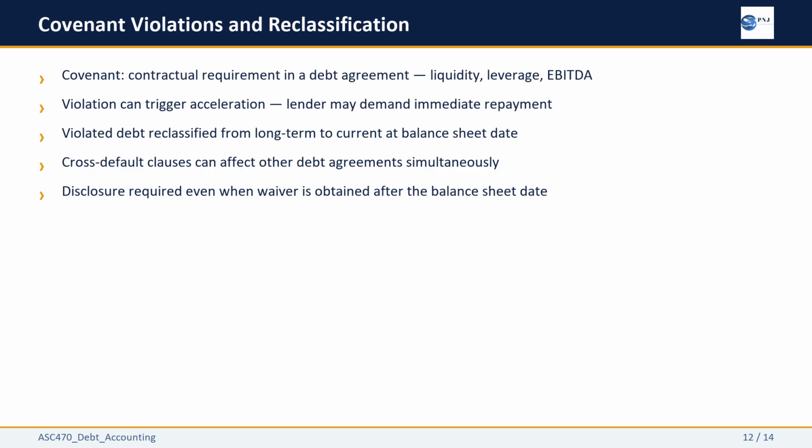Most people focus on measurement and miss this entirely. Covenant violations have immediate balance sheet consequences. If a company breaches a financial covenant, say a minimum EBITDA or maximum leverage ratio, the lender may have the right to accelerate repayment. And if that right exists at the balance sheet date, the debt must be reclassified from long-term to current, even if the lender has not actually demanded repayment yet.